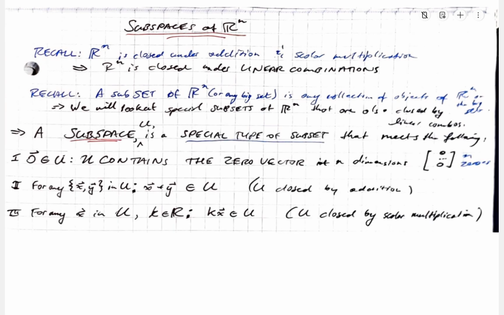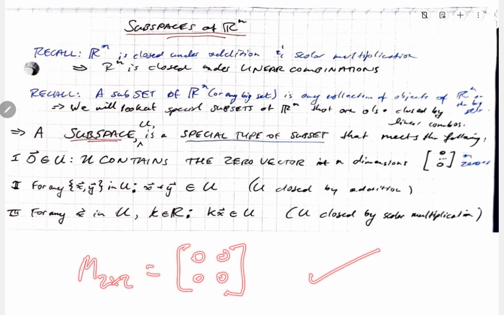Definition: a subspace U is a special type of subset that meets the following conditions. The zero vector is an element of the subspace U, so U contains the zero vector of n dimensions. If it's in R2, it'll be a vector with 2 zeros. If it's in R3, we'll have a vector with 3 zeros. We're not talking about matrices right now, but for a 2x2 matrix, this would be a 2x2 matrix with all zeros. That helps us meet the conditions.